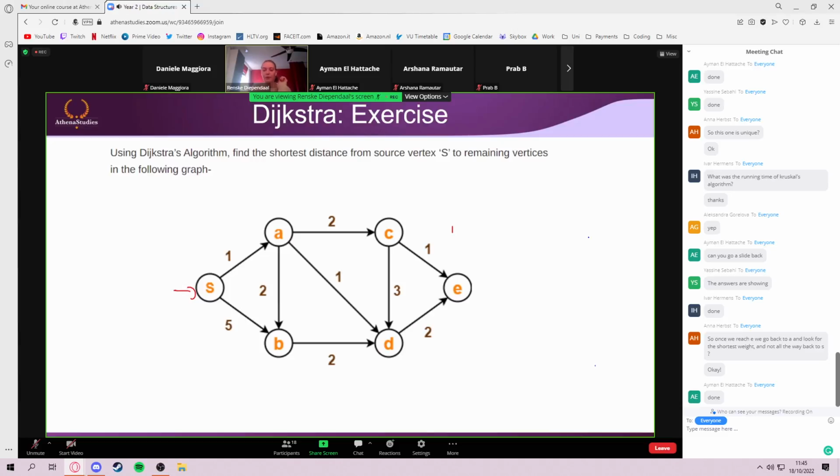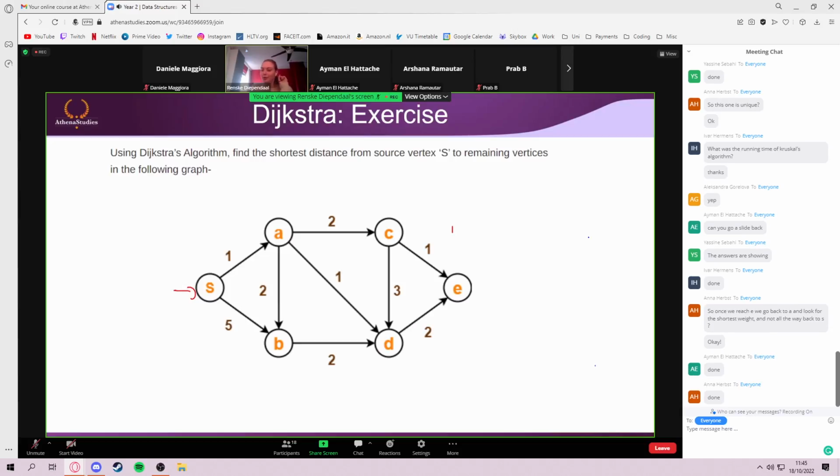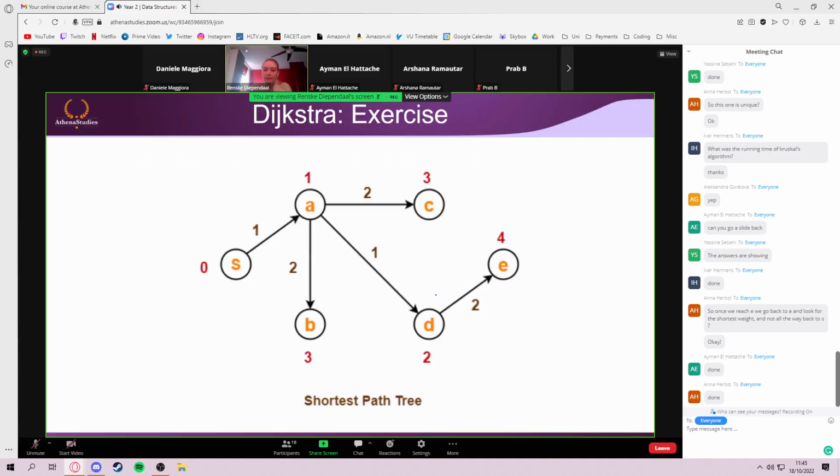All right, a few people are done. Let's do one more minute. Oh, I see more people are done. Okay, let's show the answer. So this was the answer. These are the shortest path lengths.